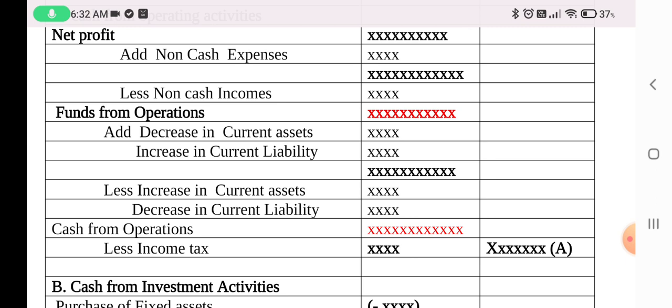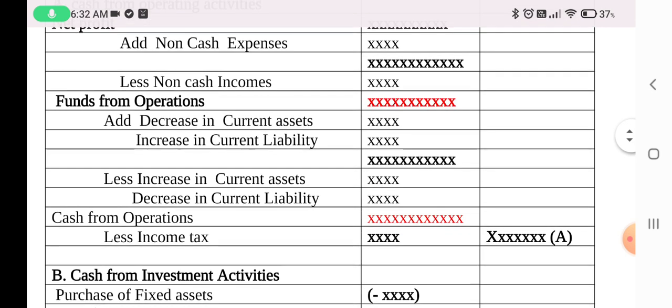Then there are some assets in the balance sheet. We have four types of assets. I will give you the detail. Some assets are fixed; fixed means we are using the assets for long-term purposes. Current assets means they are converted into cash within one year. So we take the changes in the current assets and the changes in the current liabilities, and they should be added in the business activities, that is, operating activities.